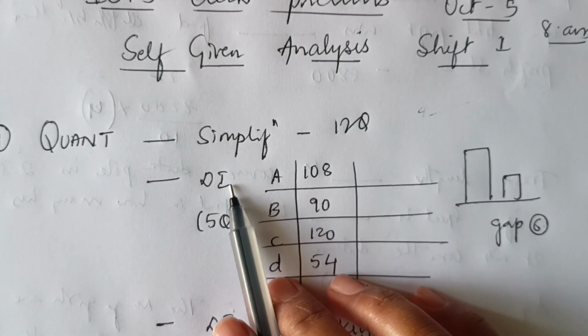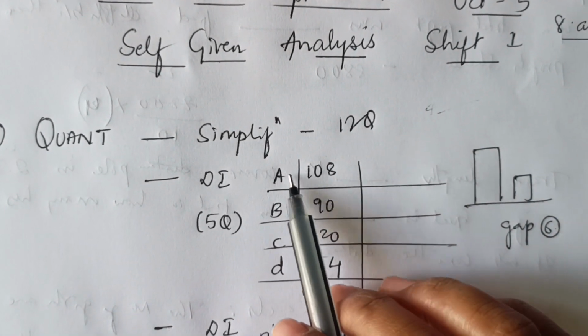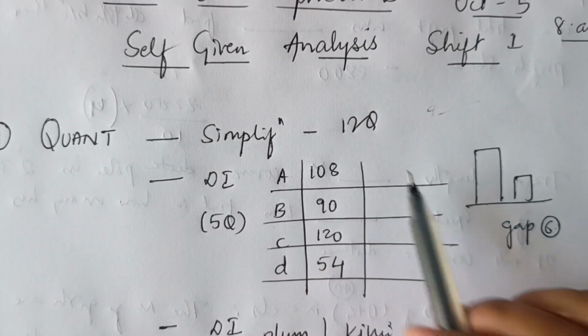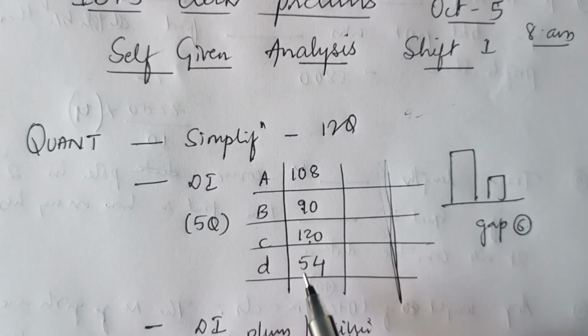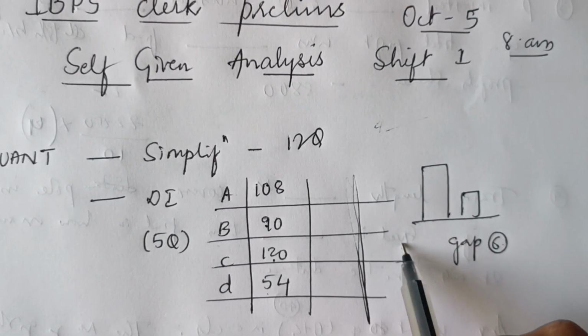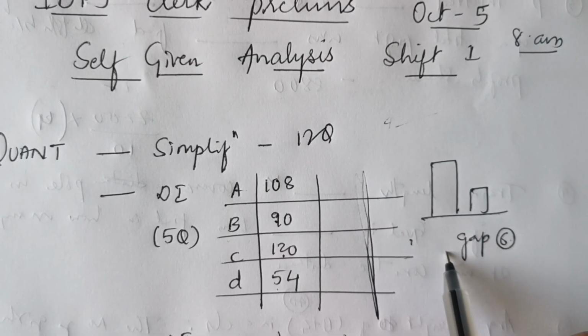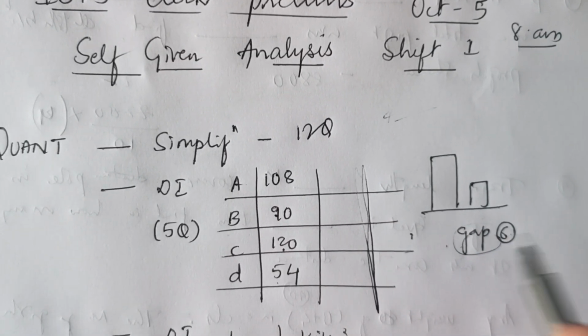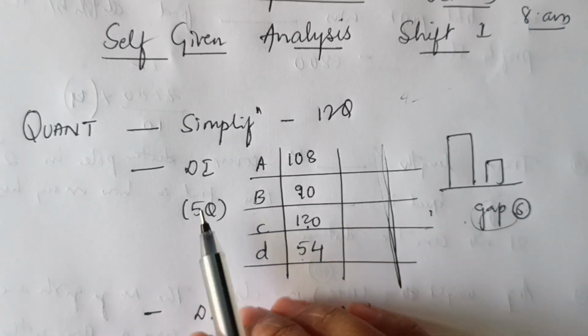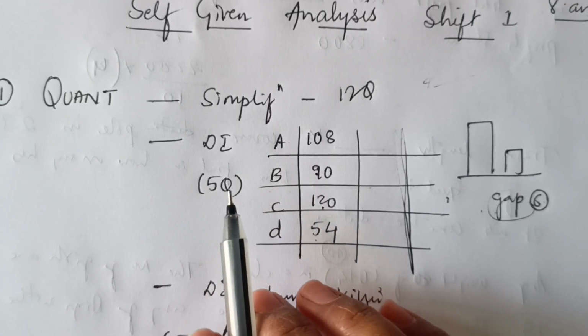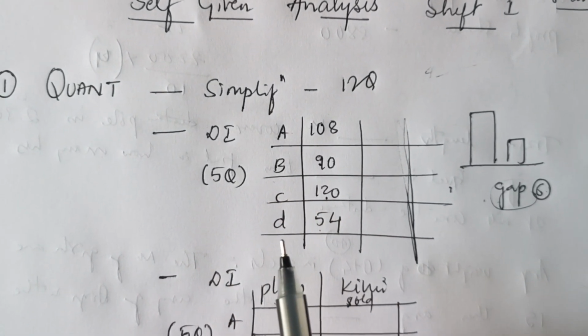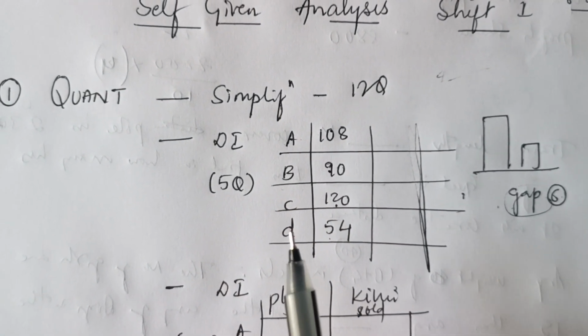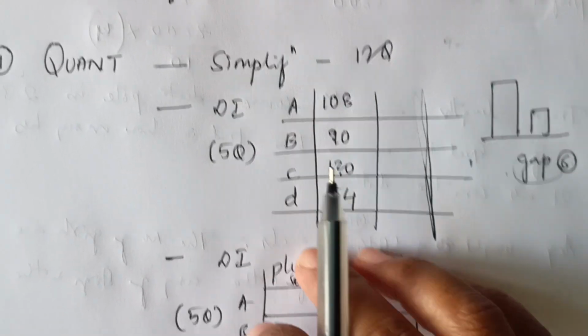Then one DI was there. These are the data I remember: I think 108, 90, 120 and 54, and this was a bar graph. It had a gap of 6 units. There were 5 questions on this and all the questions were doable, like percentages, ratios and average. So basic concepts were applied.